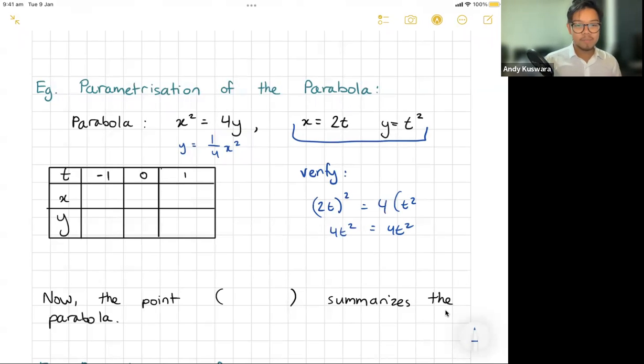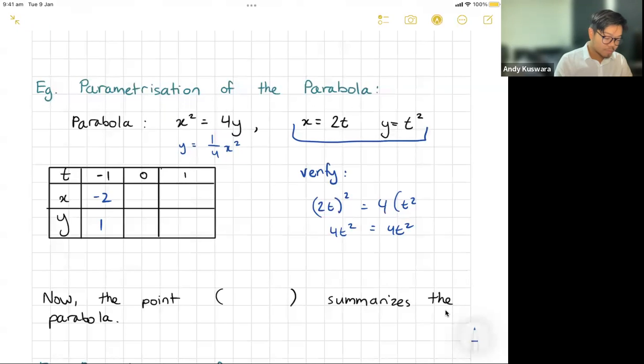It works. Now, how it works is if you look at your table here, we see that x equals 2t. So that means if I was to fill out this table of values here, if t equals -1, then x would equal -2. And y would just equal t squared. So what is -1 squared? Well, it's just going to be 1.